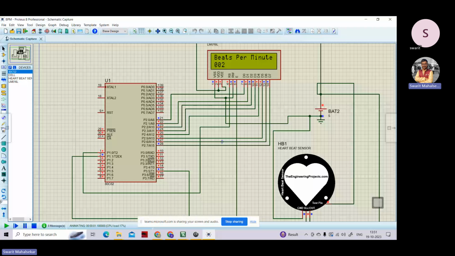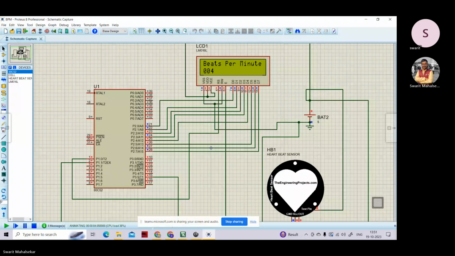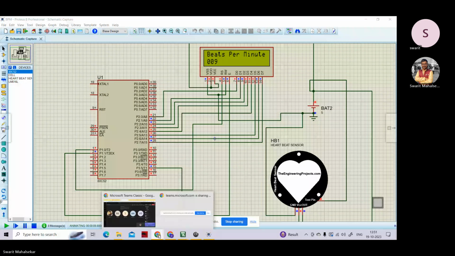Is it visible? Just acknowledge, guys. Is it visible? Hello?